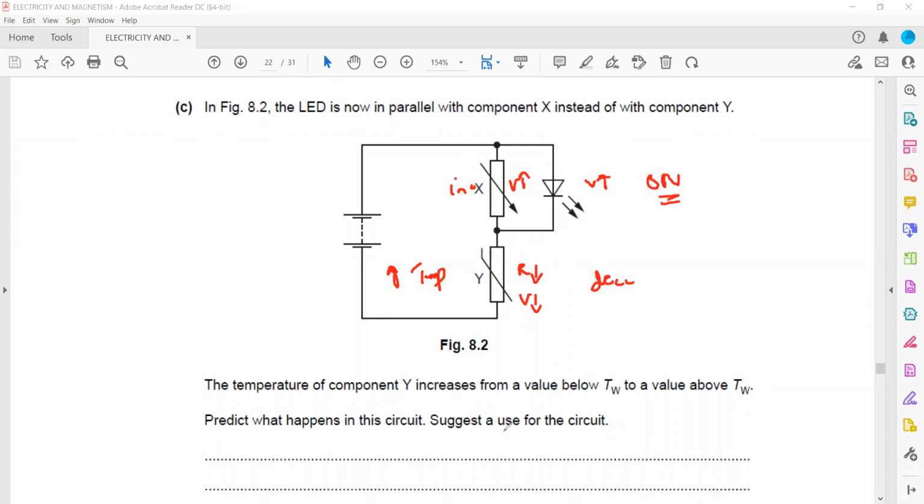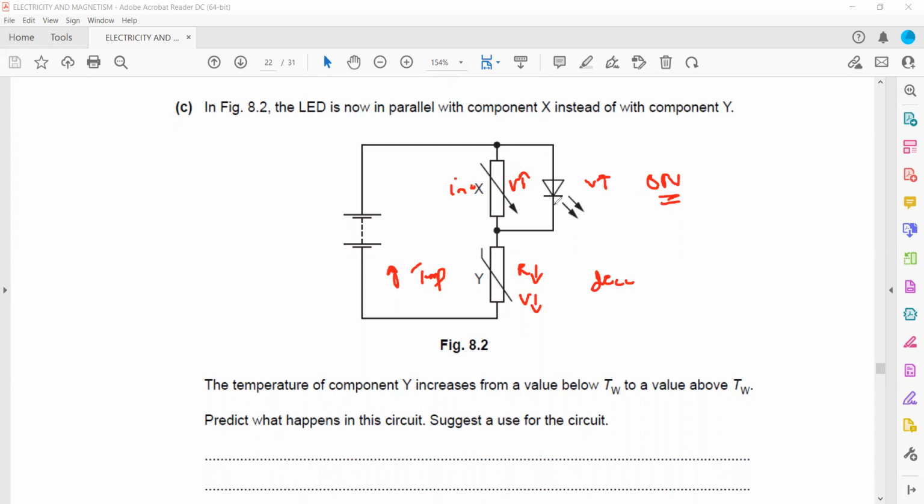So it will be on. So we can use this light emitting diode as an indicator, for example for heating circuits, or a circuit as an indicator to show that the temperature of a fuel increased. So you have to write the answer. What happened in this circuit is that the LED will work when the temperature is high, or above the value of TW.